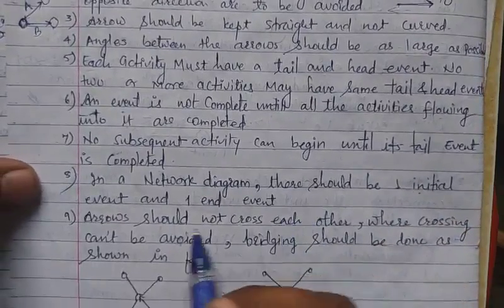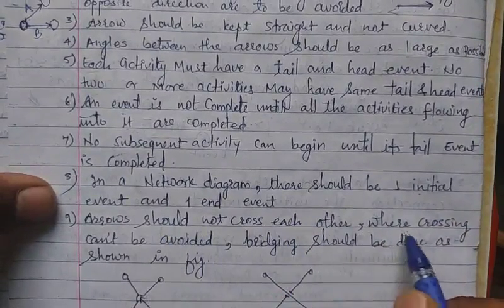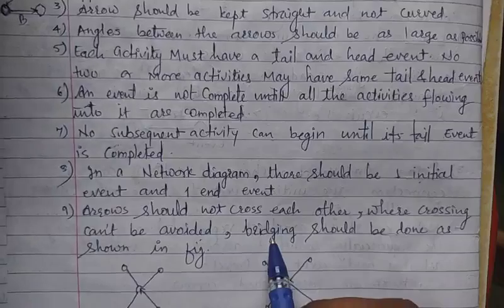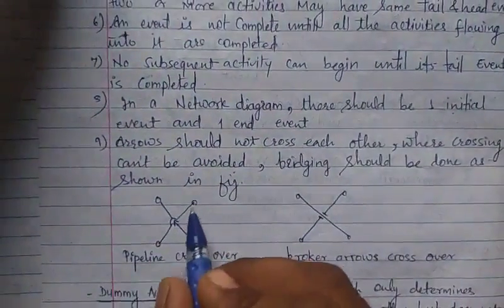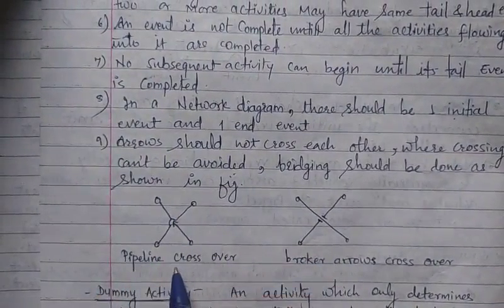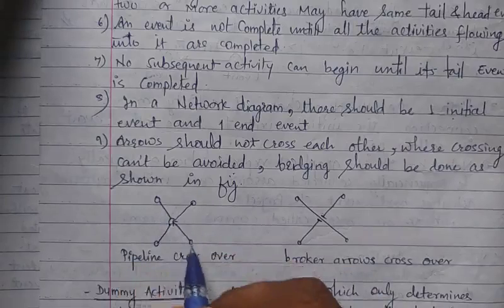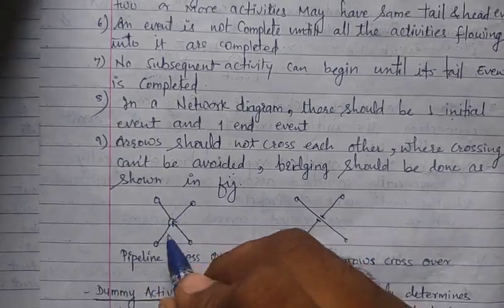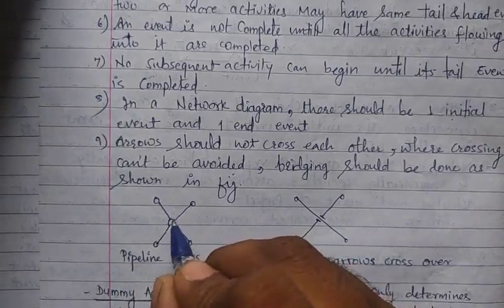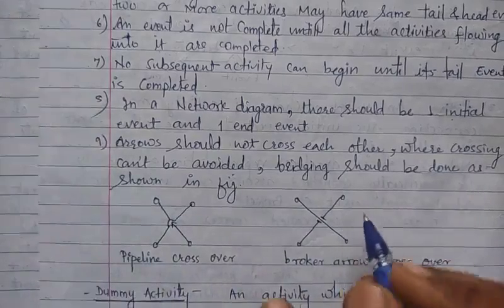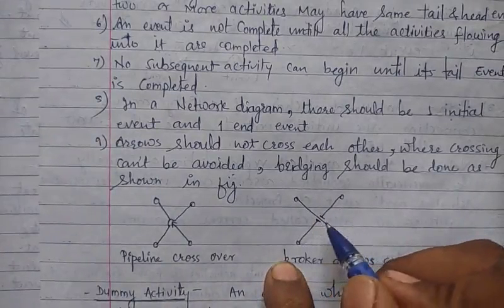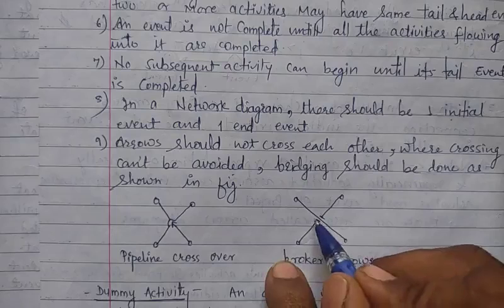And last, arrows should not cross each other. Where crossing cannot be avoided, we should make a bridge or a dotted line. Suppose there is a cross, we can draw a bridge like this. This bridge is called a pipeline crossover. Suppose this is the first activity and we draw the second activity over that first activity, so we make a bridge like this, called a pipeline crossover. And suppose this is the first activity and we want to draw a second activity which crosses the first activity, we can draw it with this notation.